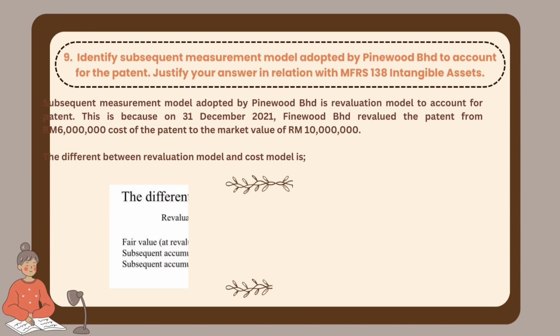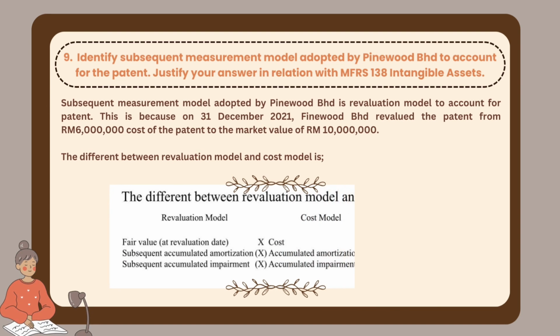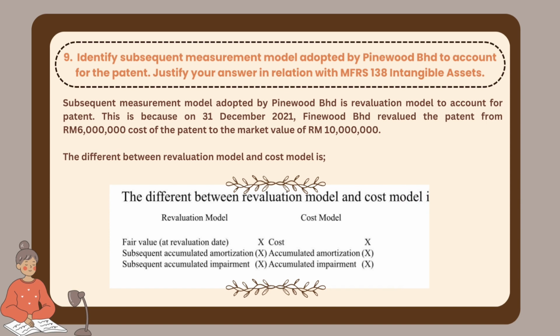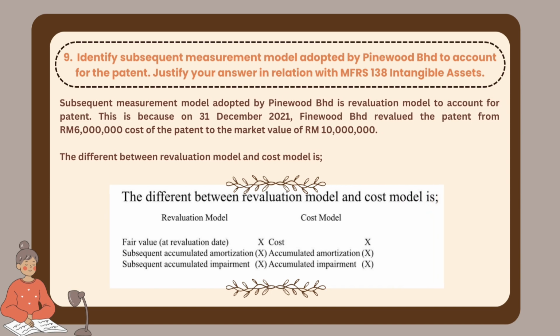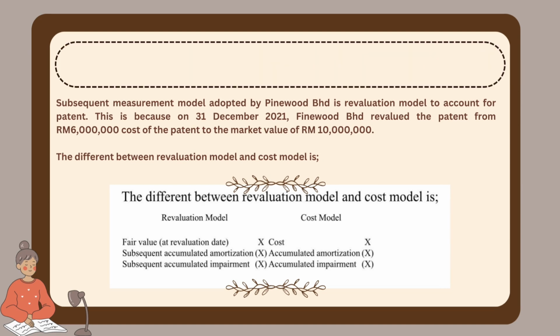Revaluation model: fair value at revaluation date minus subsequent accumulated amortization minus subsequent accumulated impairment. Meanwhile, cost model: cost minus accumulated amortization minus accumulated impairment.